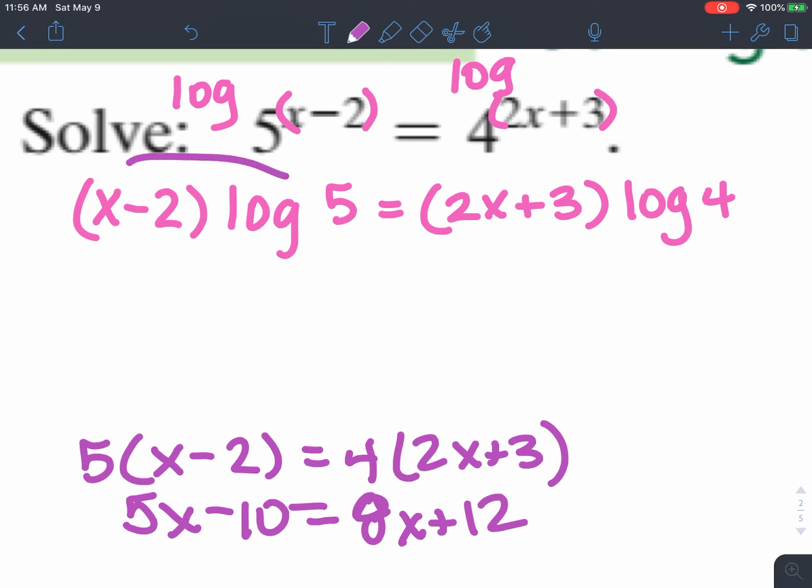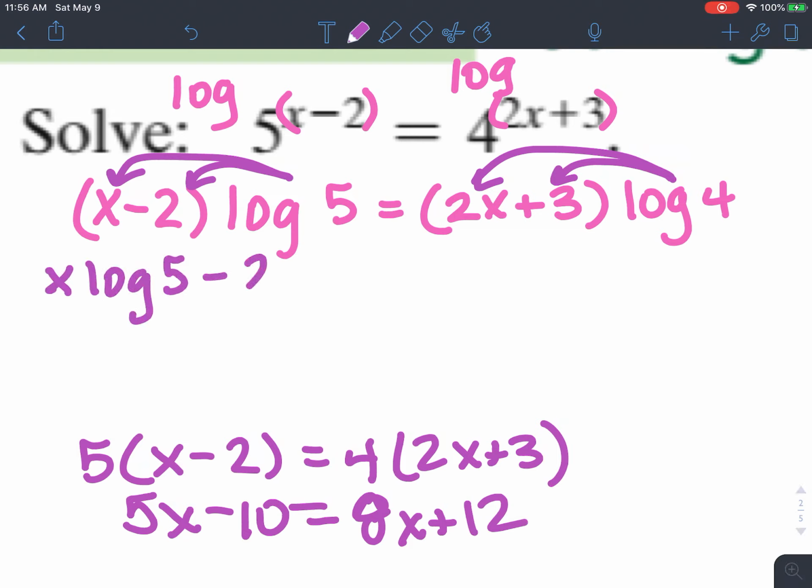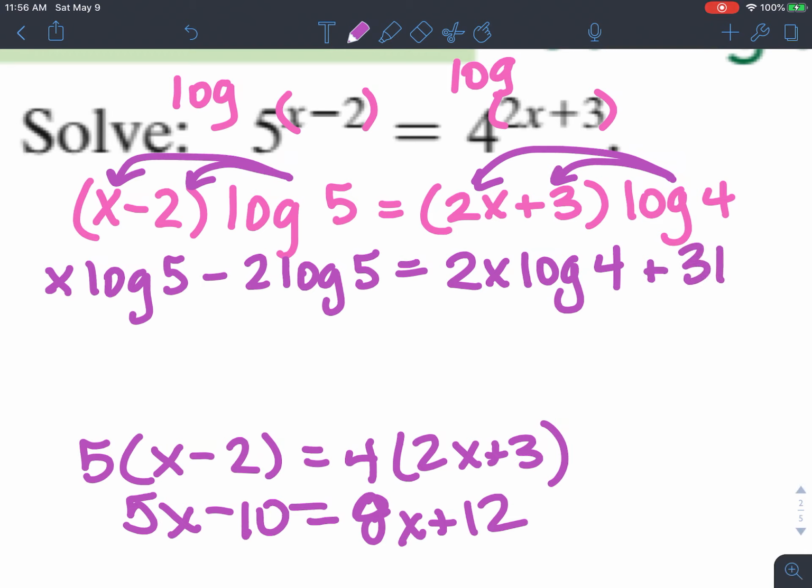So you're going to take log 5 and you're going to distribute it to the x and to the 2. And likewise on the other side. So you're going to get x log 5 minus 2 log 5 equals 2x log 4 plus 3 log 4. Okay, so come down and look at this baby one. What would you do next?